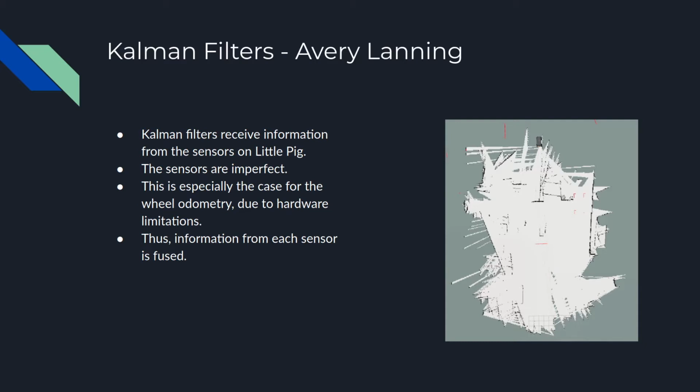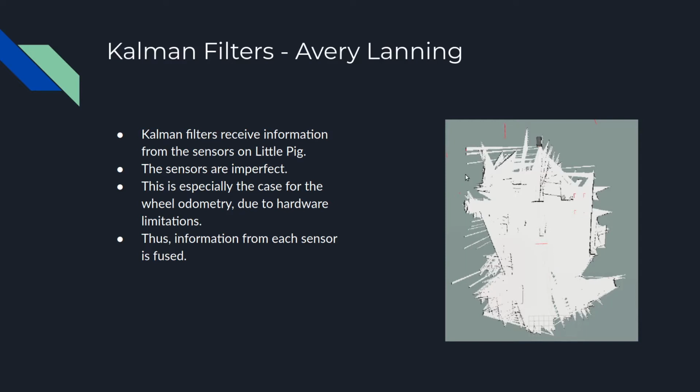Little Pig's wheel odometry functions just fine when it goes in a straight line. But because Little Pig uses the same sort of steering that's in a car, whenever Little Pig turns left or right, one of the wheels slips. And it produces an odometry value that doesn't quite match the amount of distance that it actually traveled. You can see this on the right.